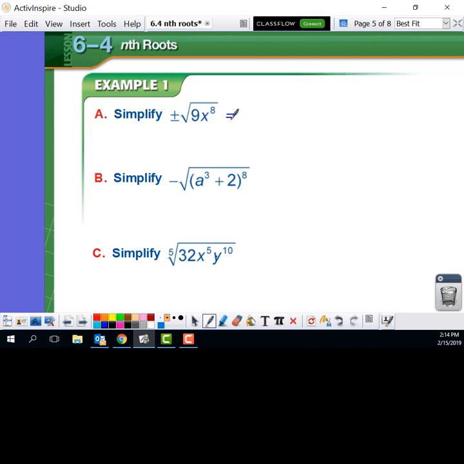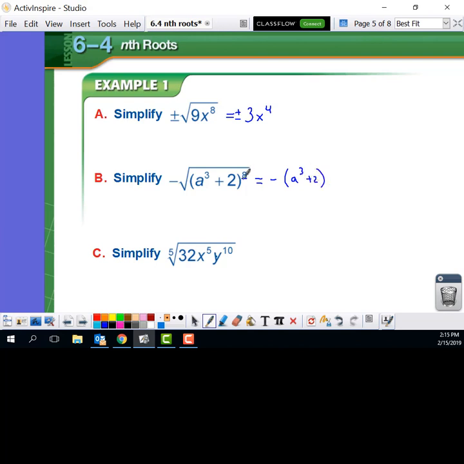Okay, so the 9 comes out as a 3. X to the 8th is going to come out as x to the 4th. This problem wants both the positive and the negative root because it gave us the plus or minus. Okay. Over here, we're going to leave the negative sign and we're going to bring out a cubed plus 2.